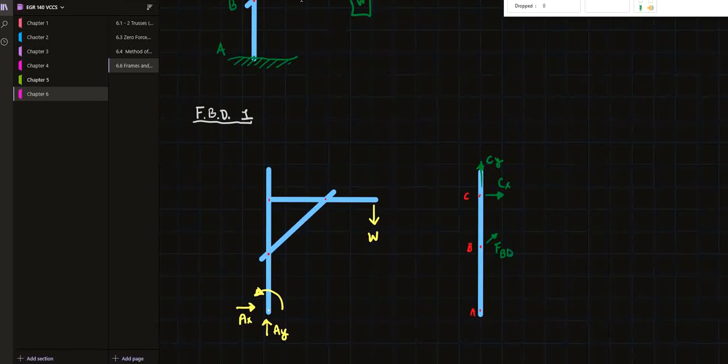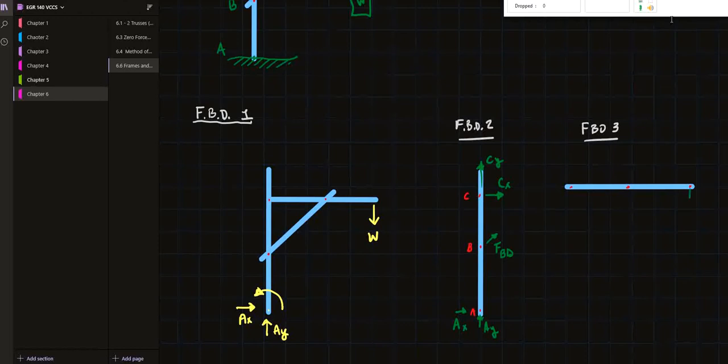And then, again with our reactions, AY and AX. So that's a second free body diagram I have to work with now. Notice I recognized member BD is a two-force member, so I just drew one force for it. Okay, member CE, then I need to draw my forces.